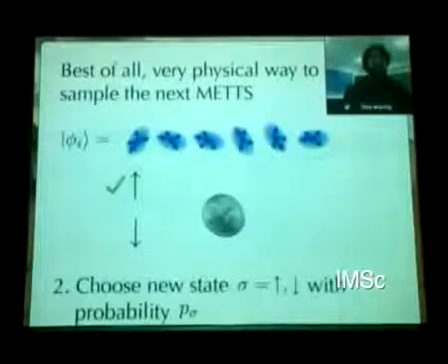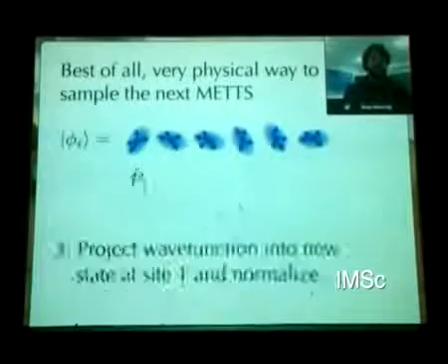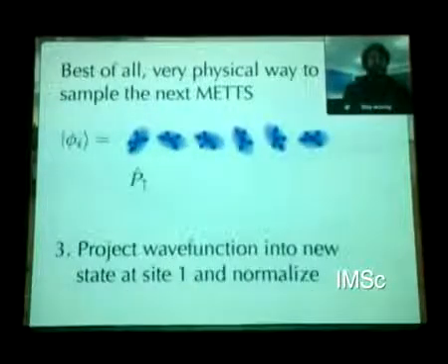So finally, this is the last step. Once you've decided on a state to project into, the last step, number 3, is that you take this projection operator, which is that same outer product operator, to site 1. Now we're forcing the system to be in the up state. So you apply this projection, and once you apply it, the system will factorize.